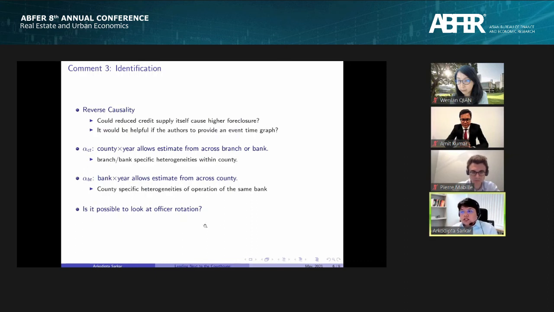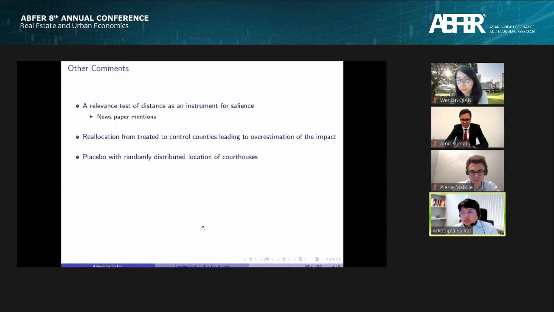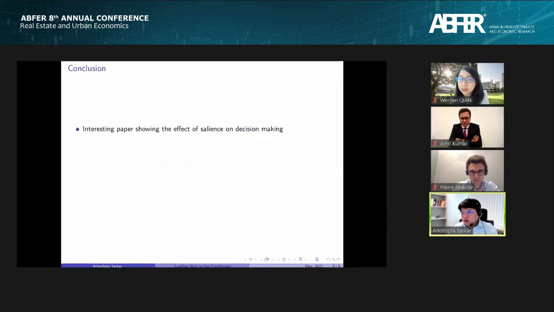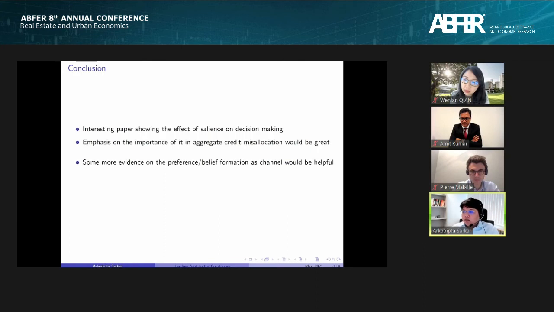The others are just minor comments that I can possibly tell Mingzhu at some other point in time, but I'll just conclude, given the time constraint, that it was an interesting paper showing the effect of salience on decision making. The emphasis on the importance of it in credit misallocation would be great. Some more evidence on preference or belief formation rather than information would be great. And I'm just looking forward to reading the next version of the draft.